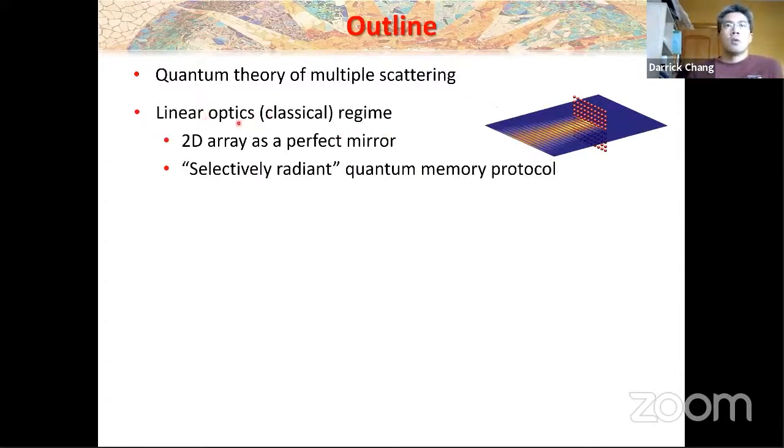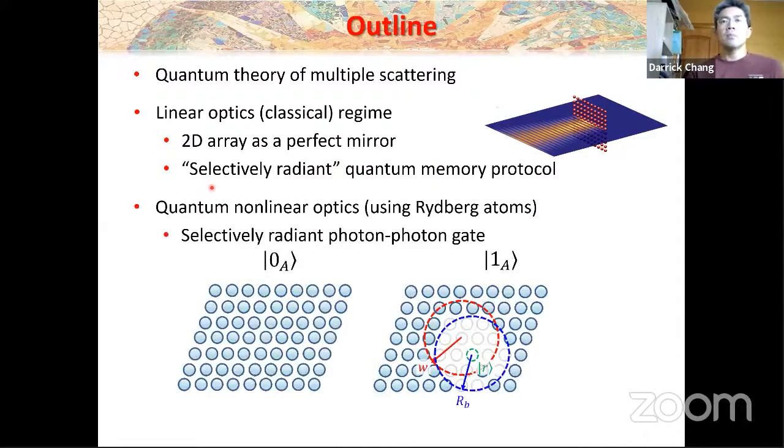So first, one interesting consequence is that in the classical or single photon regime, if you can create a 2D array of atoms, that system can actually function as a perfect mirror for resonant single photons. And moreover, I'll show how you can utilize that effect to implement a quantum memory protocol that's selectively radiant, and which has an error scaling that beats the conventional bounds.